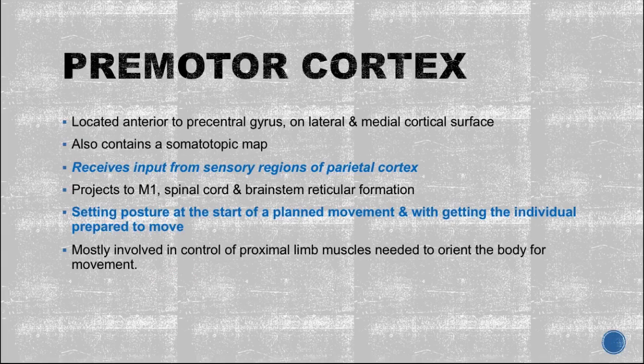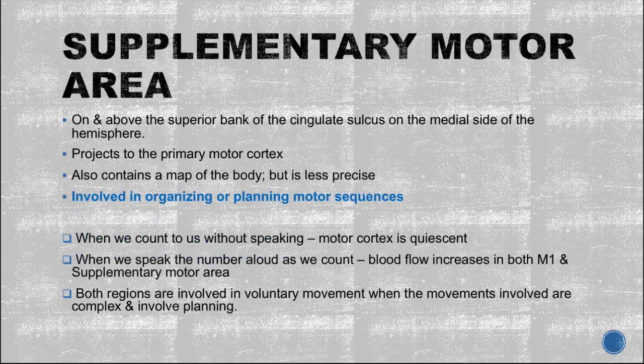Now the third one is the supplementary motor area. The supplementary motor area is located in the medial surface of the frontal lobe, rostral to the primary motor area. Rostral, just remember it, rhymes with nostril, so it will be anterior to that. So rostral to the primary motor area means it is present anteriorly to the primary motor area.